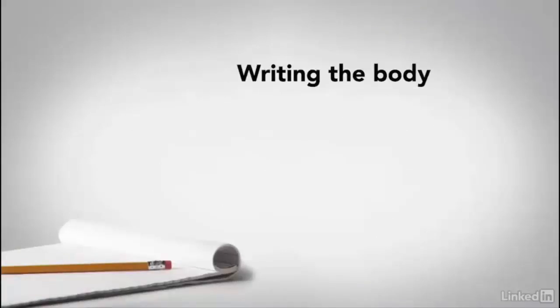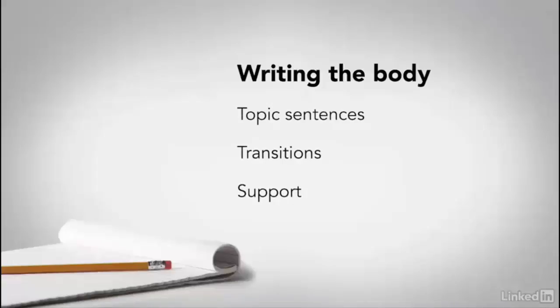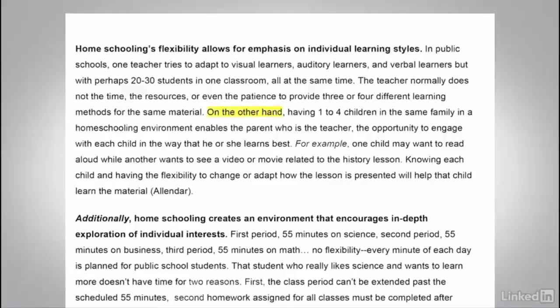Let's write a portion of the body of the research paper. The ending and the introduction are each discussed in their own lessons. As we look at these sections, note the topic sentences, the transition, the types of support, and the difference between major and minor support. Notice the transition, on the other hand, that alerts your reader that you're going to contrast. And for example, minor support for the previous statement.